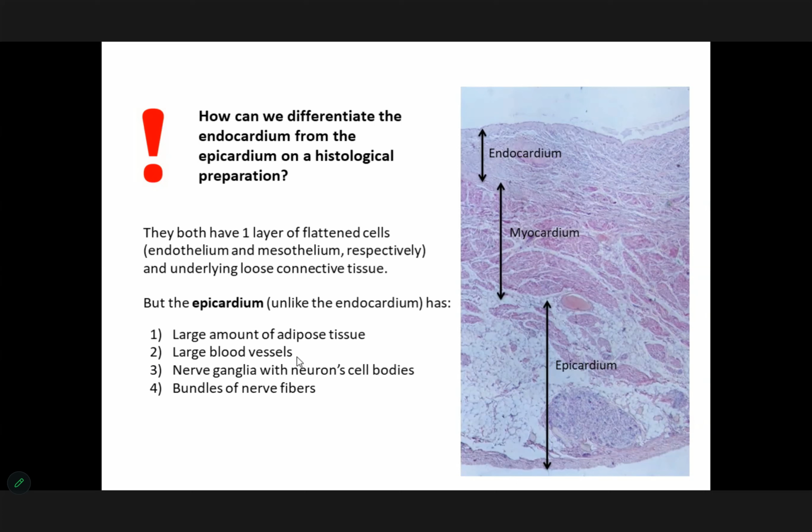Second, large blood vessels. For example, this one. This is the large vein. Also, large arteries may be present in epicardium and not endocardium. Third, nerve ganglia with neuron cell bodies. This structure is the nerve ganglion. Ganglion is the collection of neuron cell bodies. These are cell bodies of neurons. And bundles of nerve fibers, not seen in this picture.